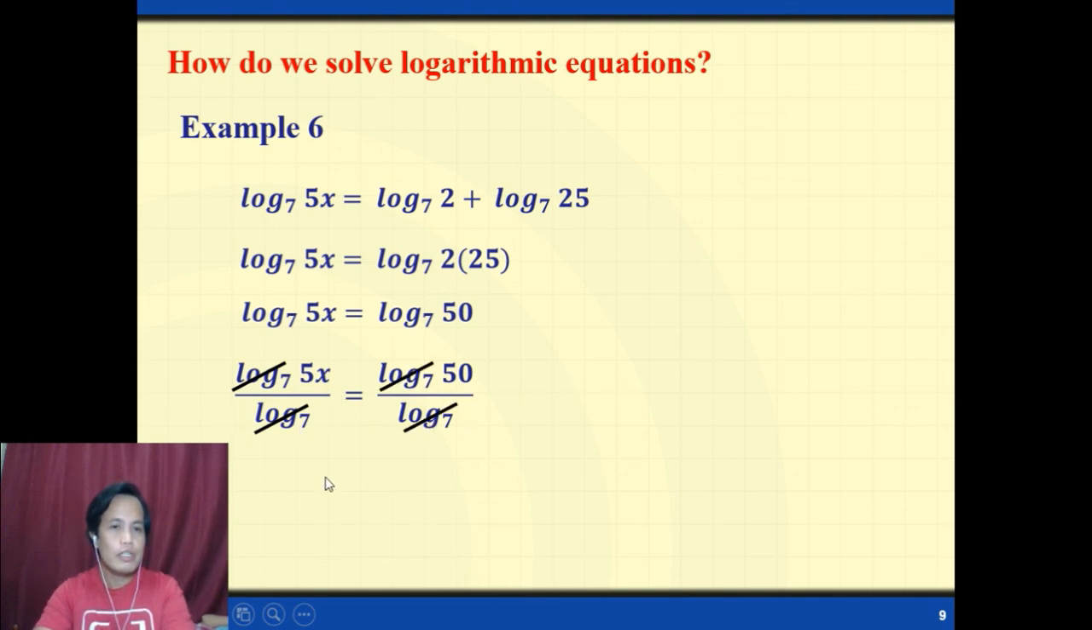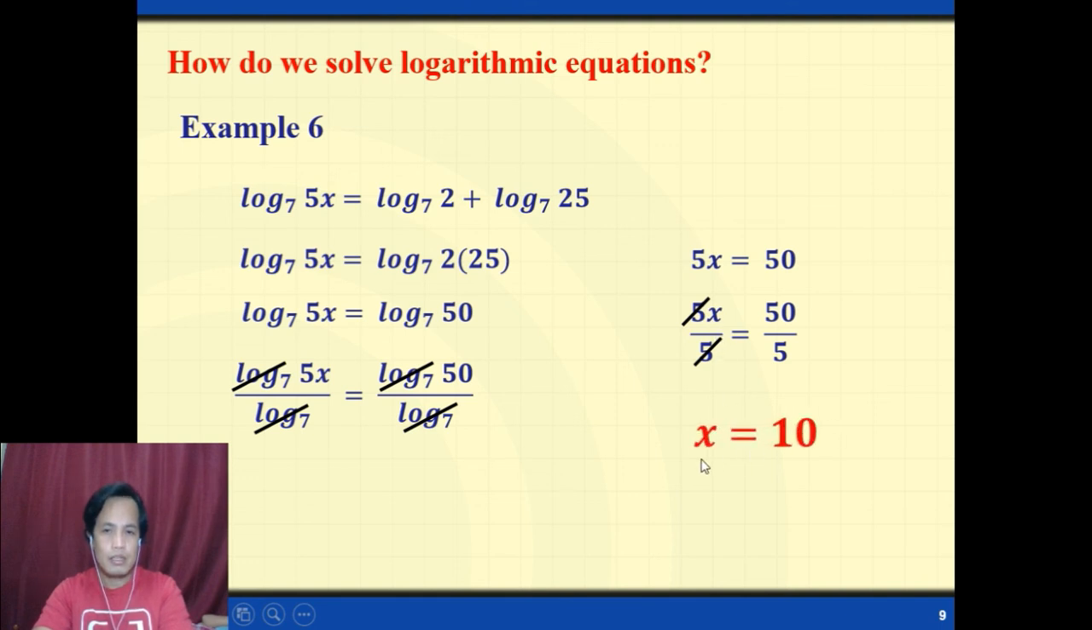So what shall remain on this side of the equation shall be 5x, and the right side of the equation shall be 50. And this time, to eliminate the 5, we cancel out by dividing both sides of the equation by 5. This time, we can cancel out 5. What shall remain is x. Then 50 divided by 5 is 10. Okay, so that's it.